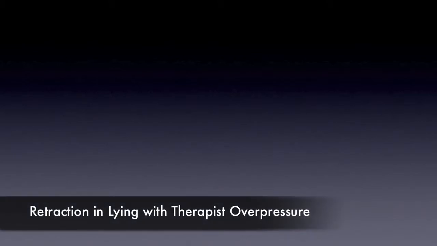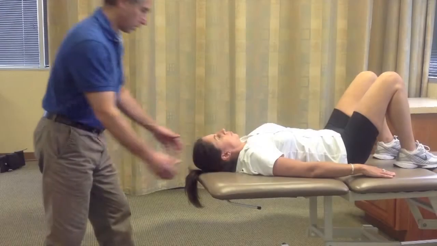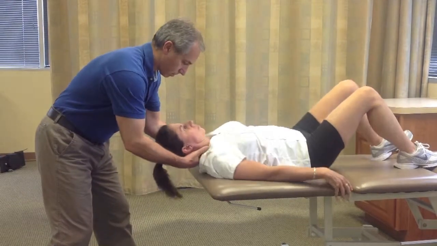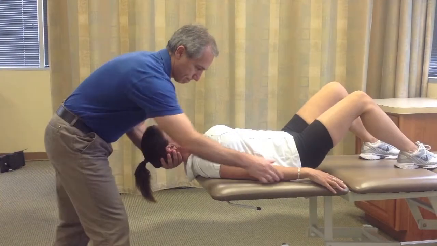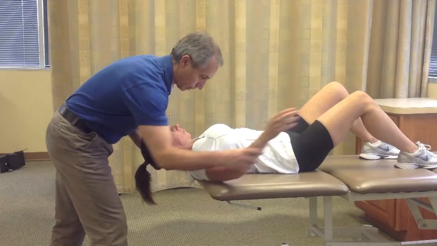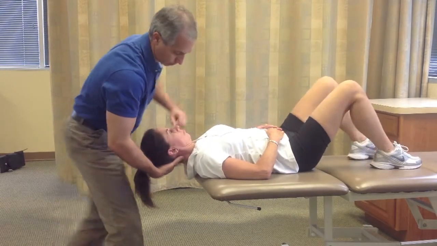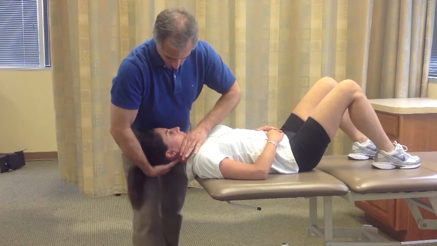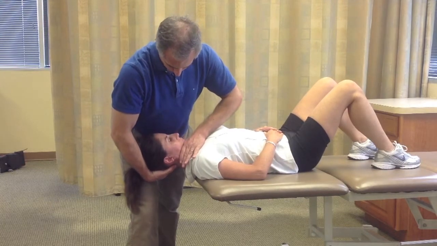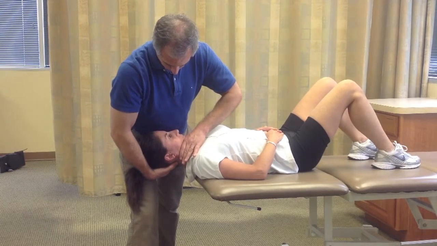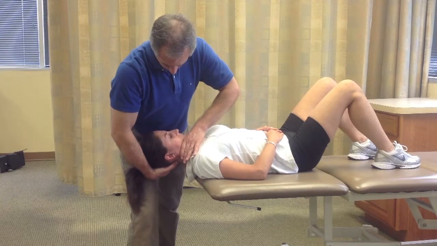Retraction in lying with therapist overpressure. The patient lies supine. Clinician supports the head behind the patient's occiput and moves off the end of the treatment table so that the head, neck, and shoulders are down to the level of the fifth thoracic vertebra. The clinician stands to one side and supports the occiput with one hand.